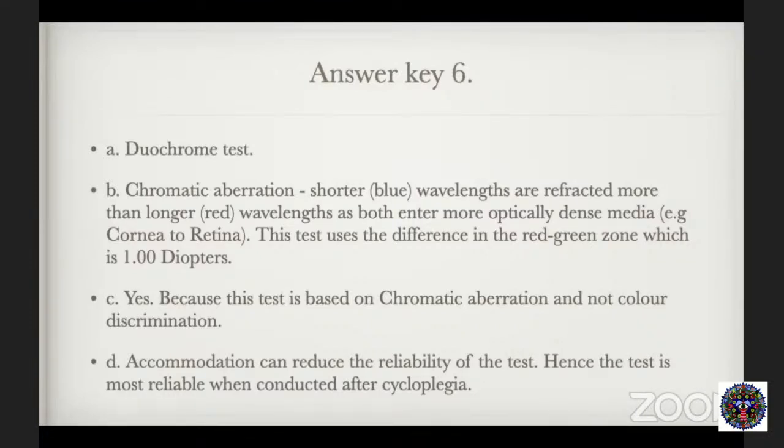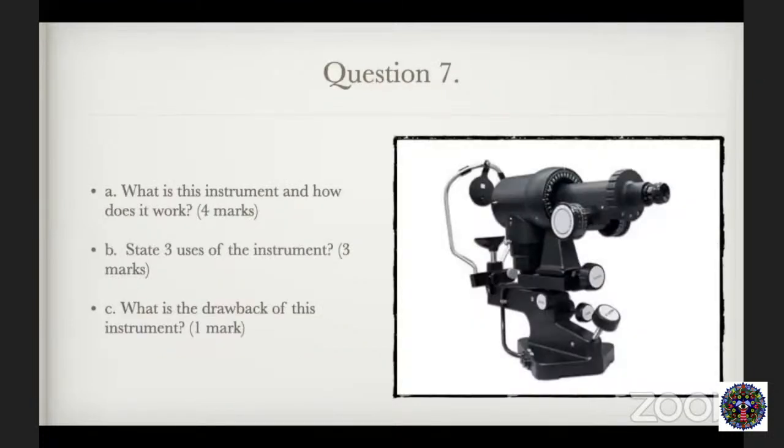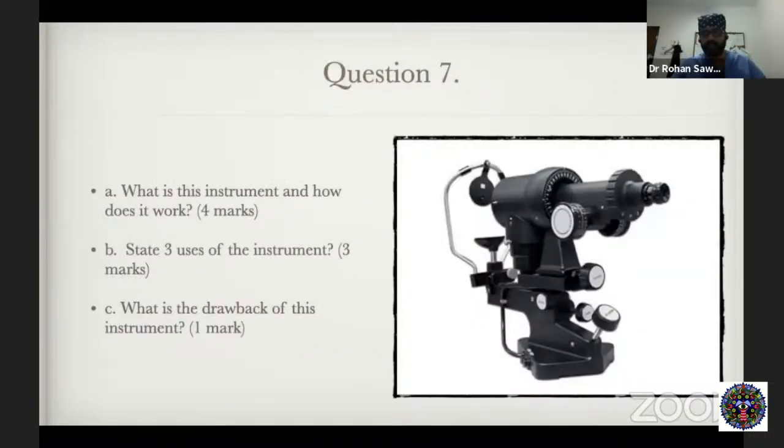Yes, sir. Right, again, what is this instrument and how does this instrument work? State 3 uses of this instrument and what is the drawback? This is a very typical question. I probably think I had this when I gave my exam. Of course, I can't remember it now because it was more than a decade back, but I definitely remember seeing a picture of this.